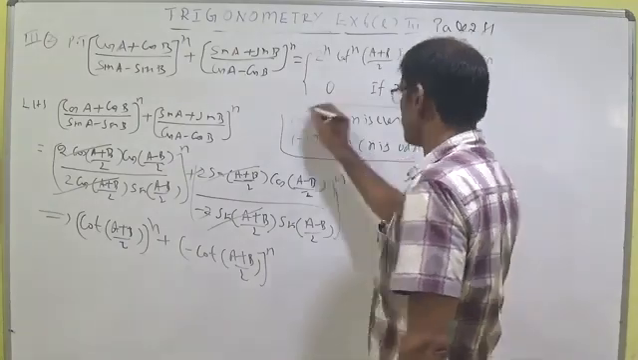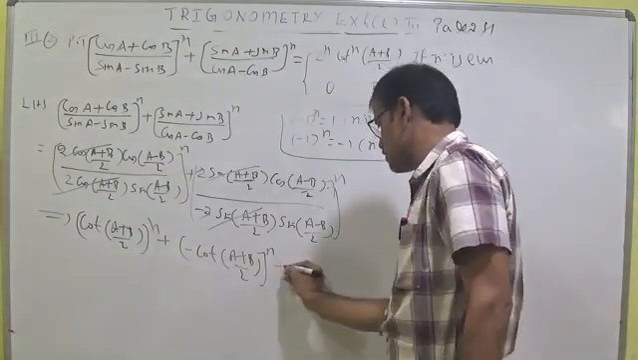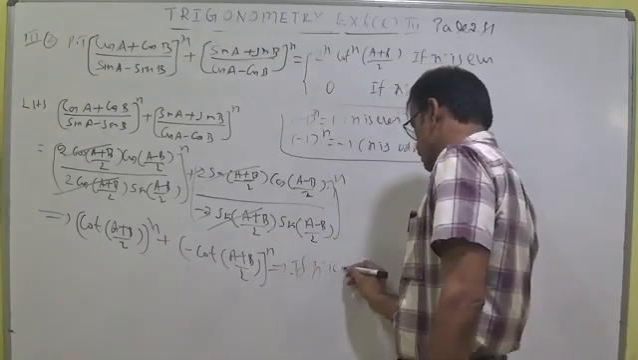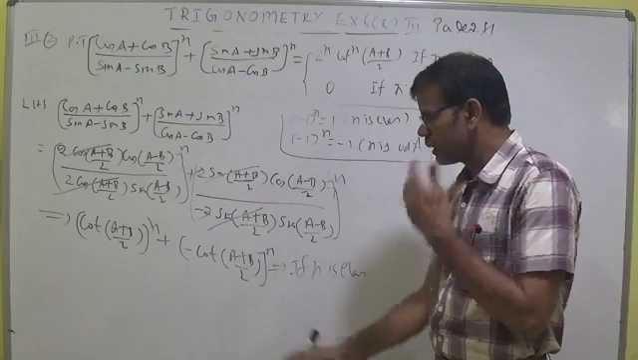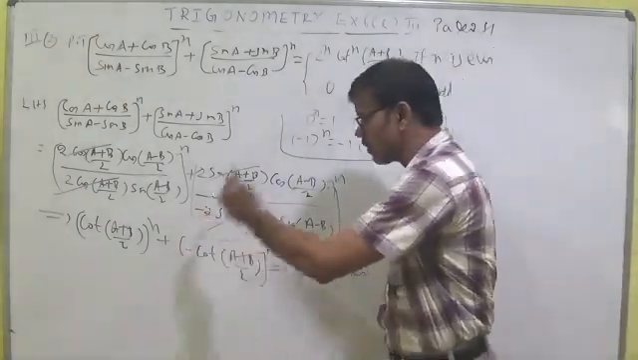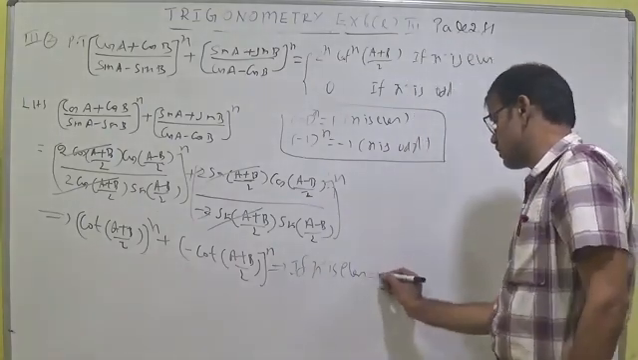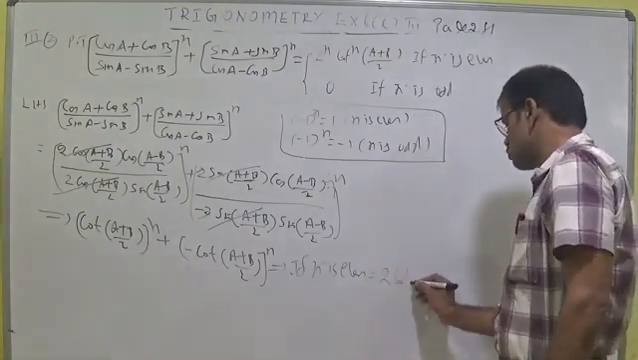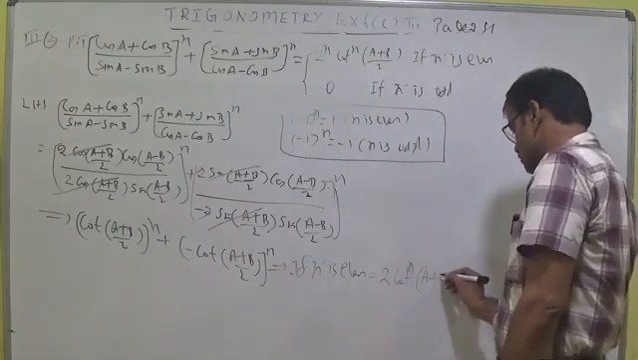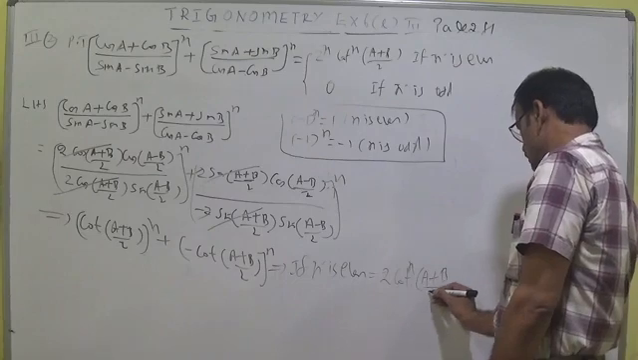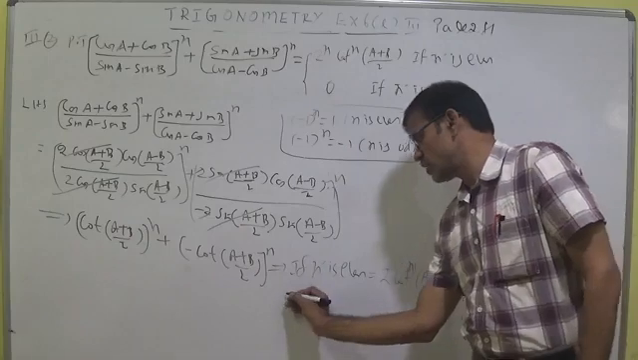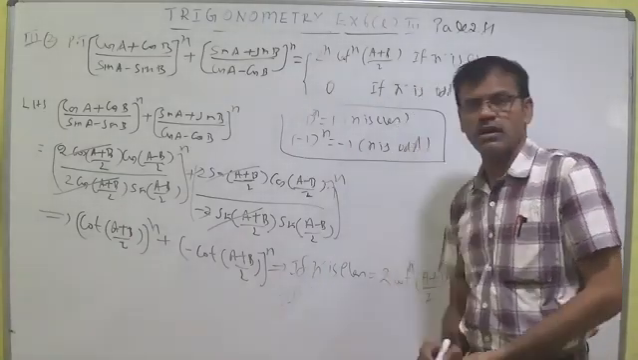So, according to that formula, directly you can write: if n is even, the minus becomes plus. So cot power n of (A plus B) by 2 plus cot power n of (A plus B) by 2, we are getting two terms along with power n. So 2 cot power n of (A plus B) by 2 if n is even. Next step, I am writing if n is odd.